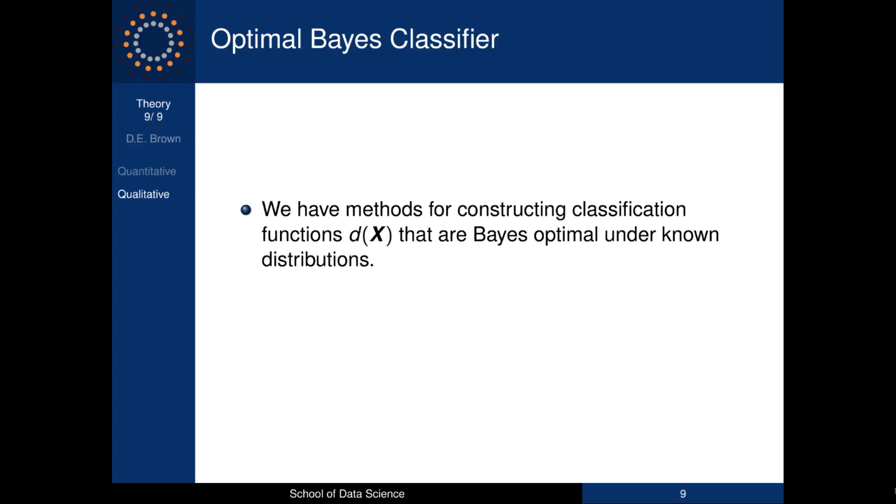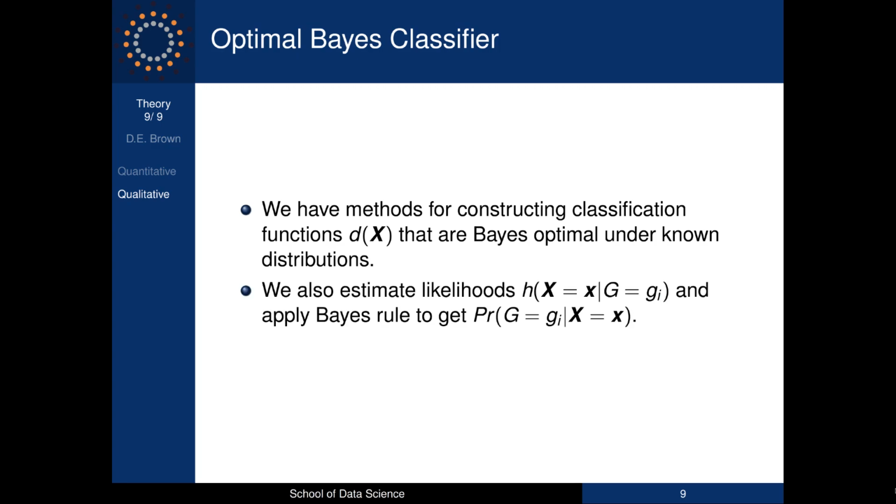Okay, with this foundation now, the rest of this module will look at methods that we have for constructing classification functions that are Bayes optimal under known distributions. We'll also estimate likelihoods and apply Bayes' rule to get our posterior for the choice of a category given the observations that we have.